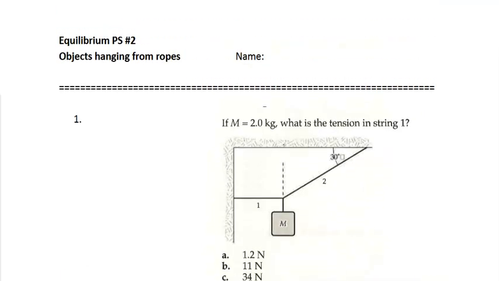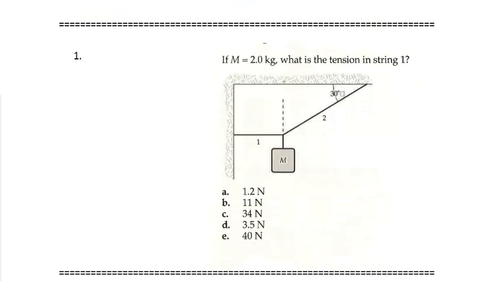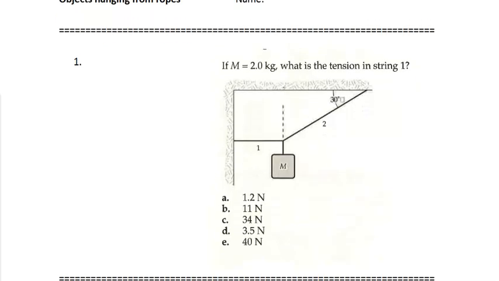All right, folks, these are the solutions to Equilibrium Problem Set 2, objects hanging from ropes. More practice. These are classic problems.